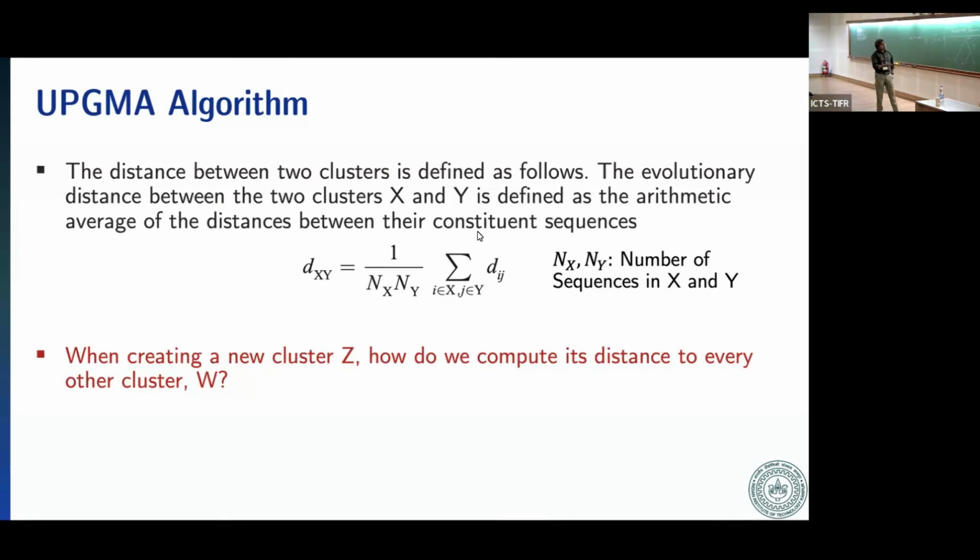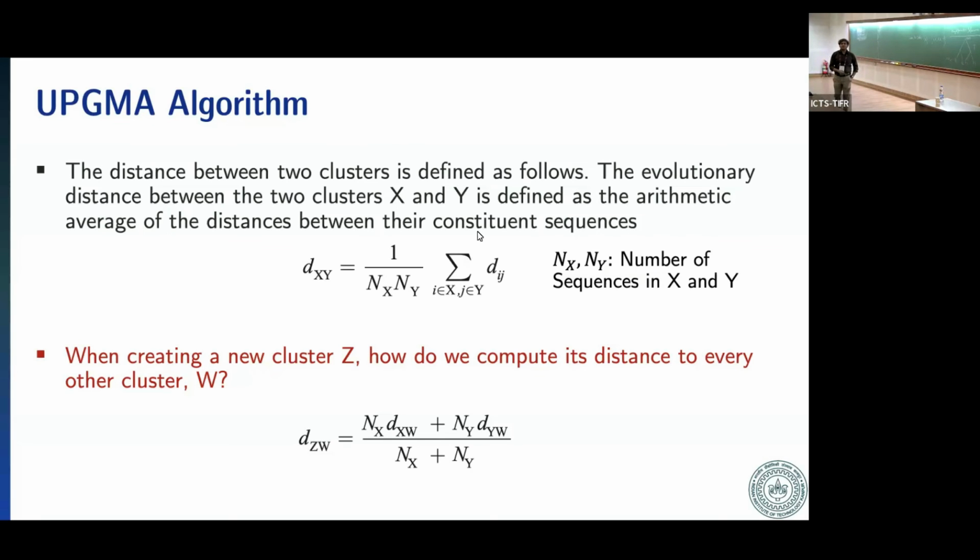And after we have created this new cluster, we have to also compute its distance to every other cluster, right? So how do you do that? Again, simple arithmetic average, weighted average: nx times dxw plus ny times dyw, divided by the total number of sequences. So all very simple mathematical formulations where we are just computing averages. The dijs are basically the entries in your distance matrix. Those were coming from the Markov chain models, whatever you have done earlier.